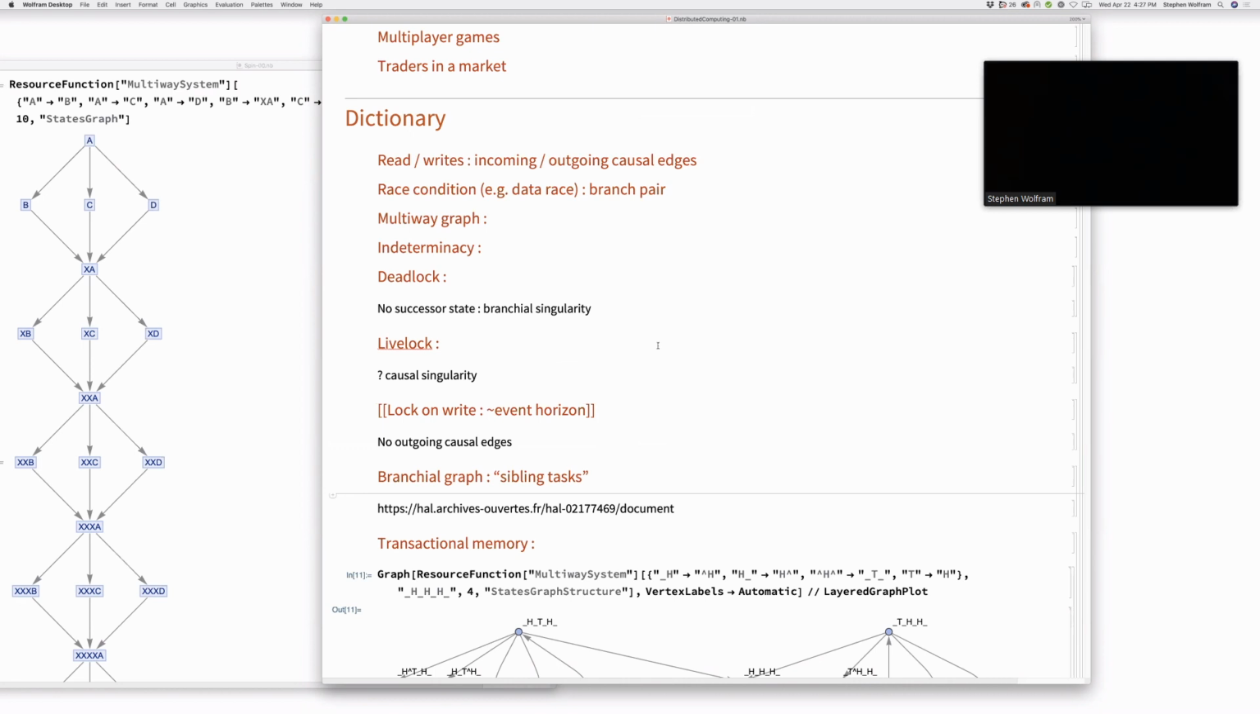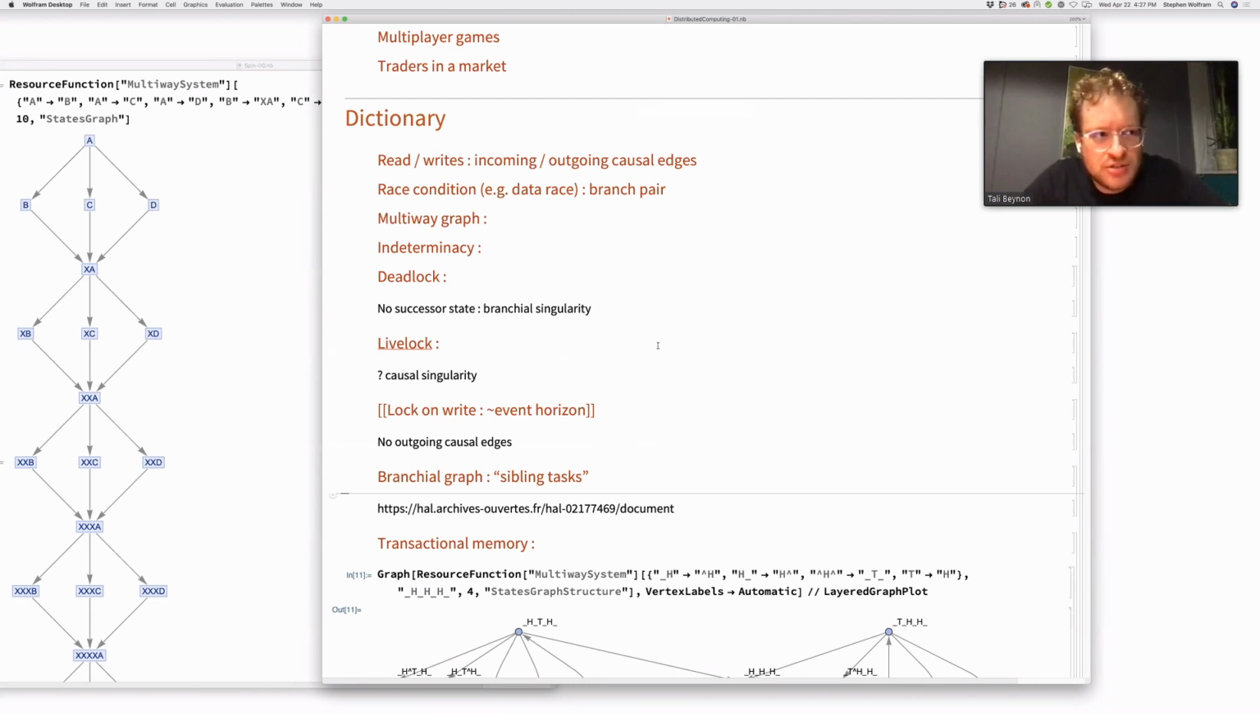Sorry, go on. No, please go on, Tali. Well, the claim that I would make is that if we define things suitably, the only source of indeterminacy is timing. The processes are deterministic, and the only fudge is timing stuff, like caches being warm or not, RAM, networks having latency. That's the only source of branch pairs in a model of distributed computing. That would be my claim.